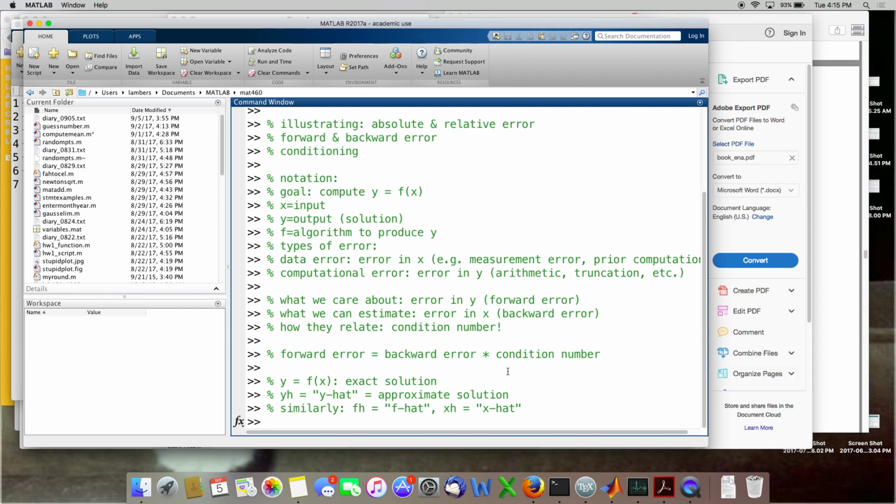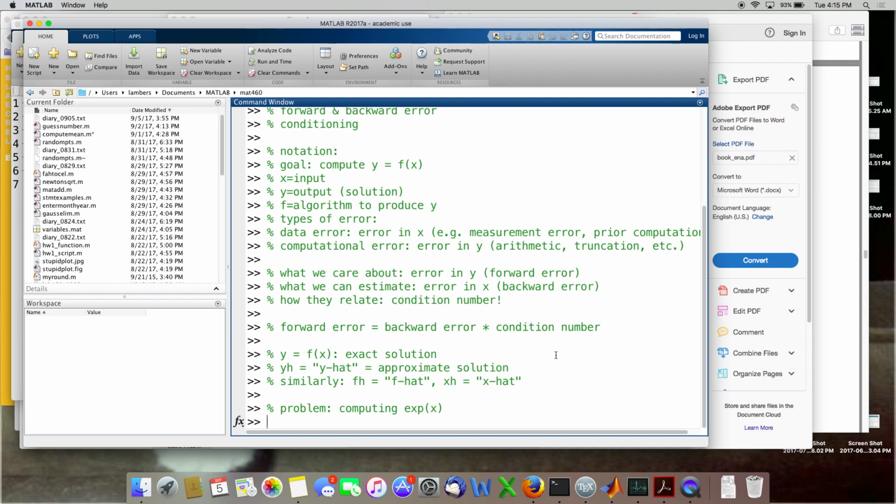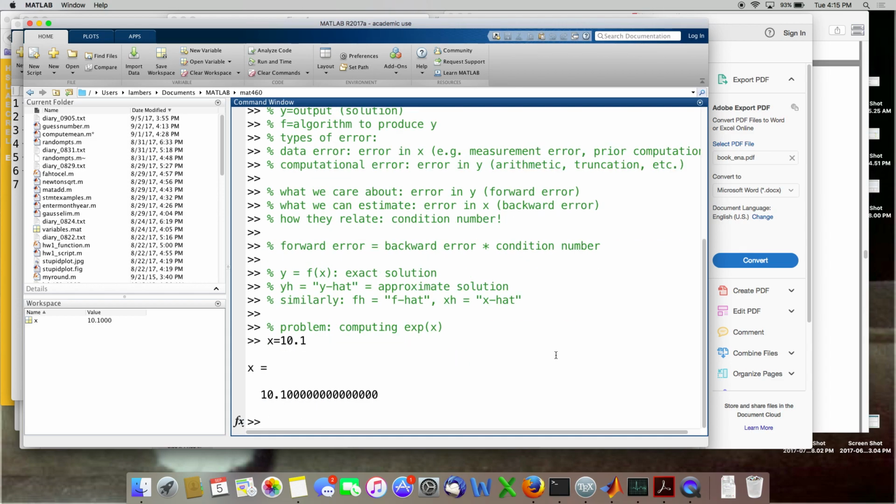Okay, so my first example is just computing the exponential function at a given x. Now, I'm going to specify a specific x. X is equal to 10.1. So that's the value I want to plug into the exponential.